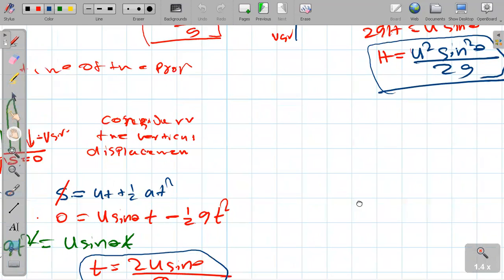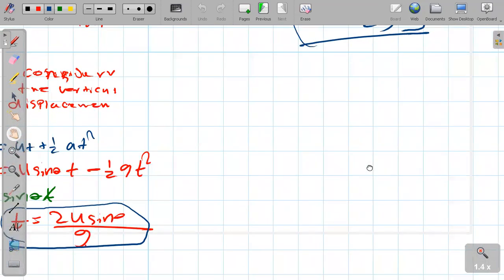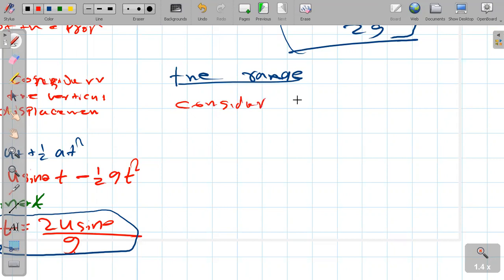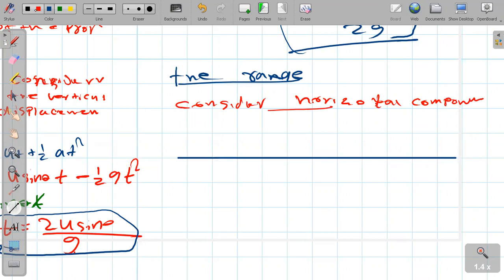Right. The last part, the range. How to find out the range? Considering the horizontal component. What about the horizontal component here? We know one thing, it is constant.